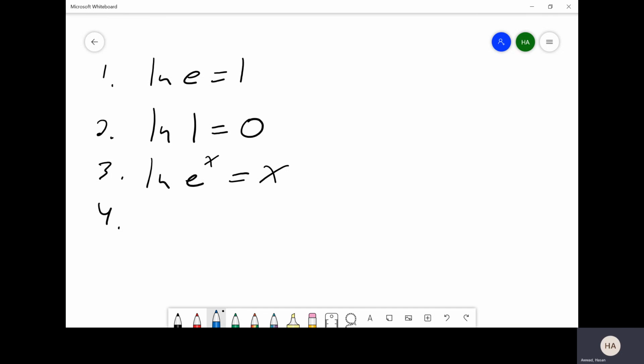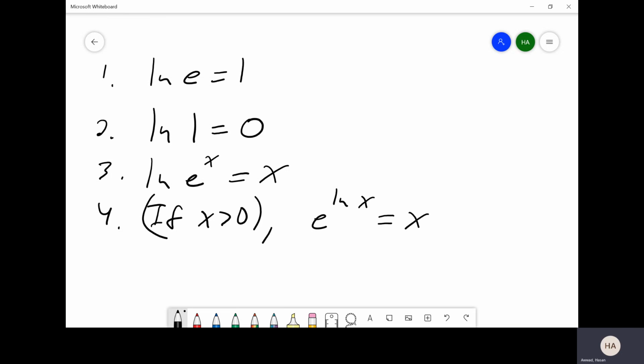Okay, and then last but not least, if x is greater than 0, I'll put this in parentheses, then you have this rule: e to the ln x is also equal to x. Remember from the end of the last lecture how I proved 3 and 4, and 3 and 4 were essentially just consequences of having an inverse function composed with the regular function. And whenever you compose a regular function with its inverse, you should always get just your initial input back, so your initial variable.